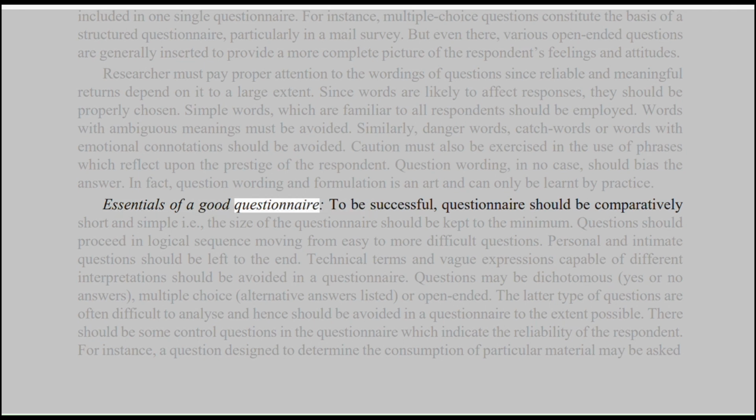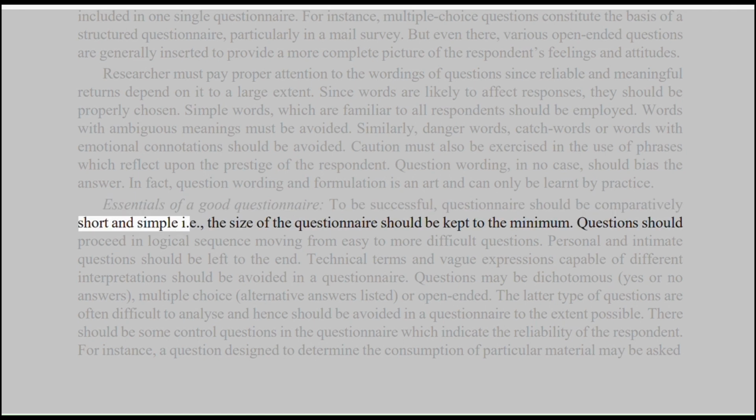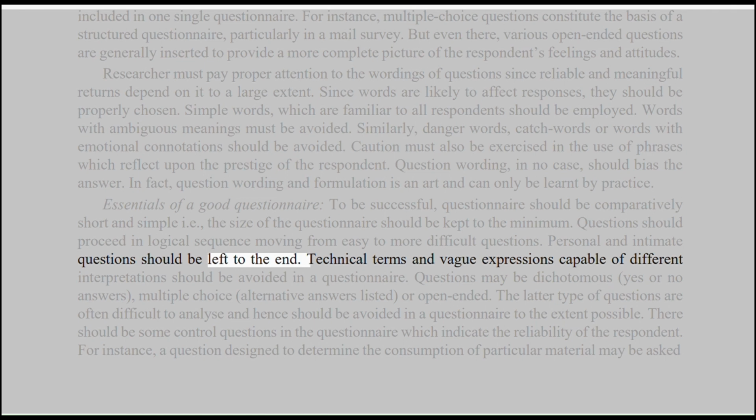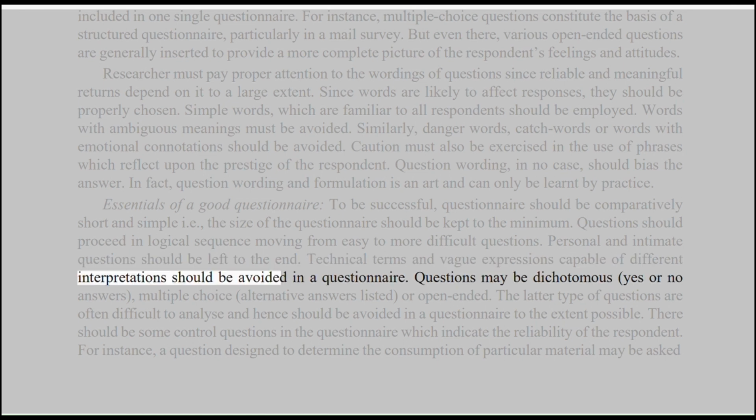Essentials of a good questionnaire. To be successful, questionnaire should be comparatively short and simple, i.e., the size of the questionnaire should be kept to the minimum. Questions should proceed in logical sequence, moving from easy to more difficult questions. Personal and intimate questions should be left to the end. Technical terms and vague expressions capable of different interpretations should be avoided in a questionnaire.